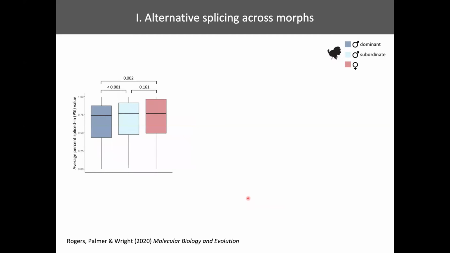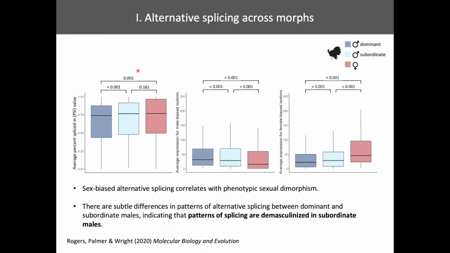So first, we identified genes with significant differences in splicing between the dominant males and females. And we then compared patterns of splicing, so the average PSI, in subordinate males. And you can see from this graph that subordinate males exhibit intermediate patterns of splicing between dominant males and females. These numbers are the p-values.